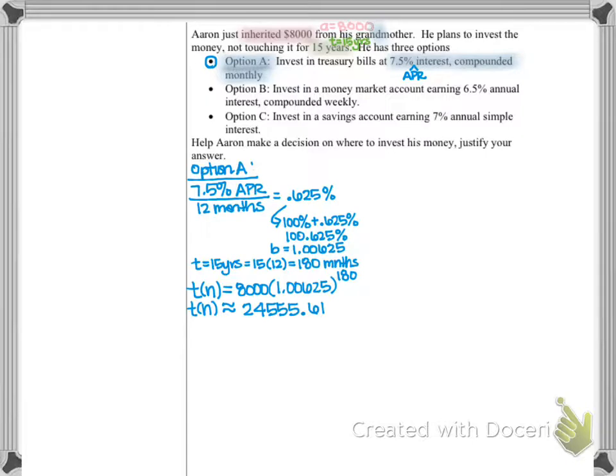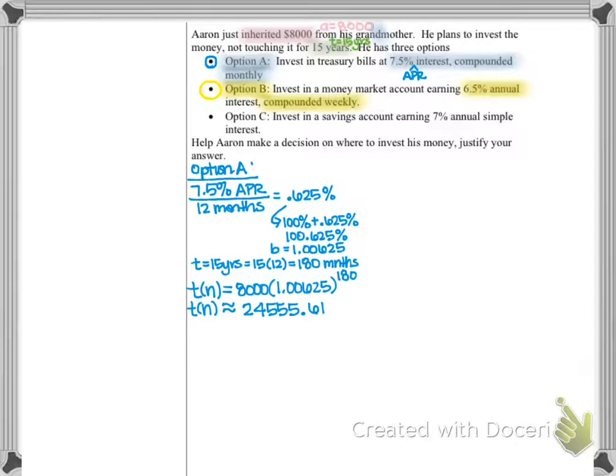Let's see, option B. Money market account earning 6.5% annual interest. Okay, so that's 6.5% APR, and it's going to be compounded weekly. One of the things that's important to note here is that you have to know how many days are in a year, weeks are in a year, months are in a year, quarters are in a year. So when we're talking about weeks, there are 52 weeks in a year.